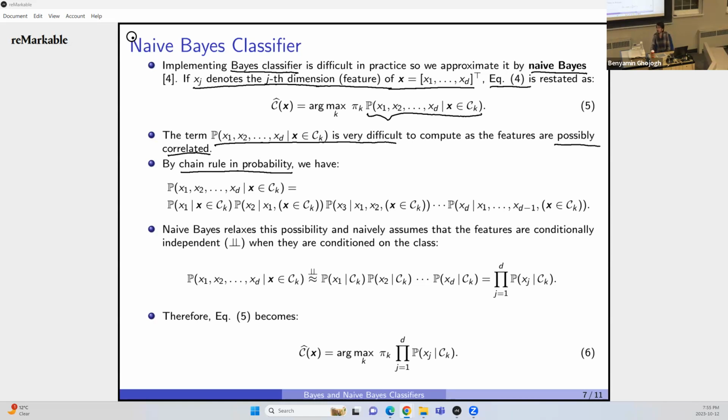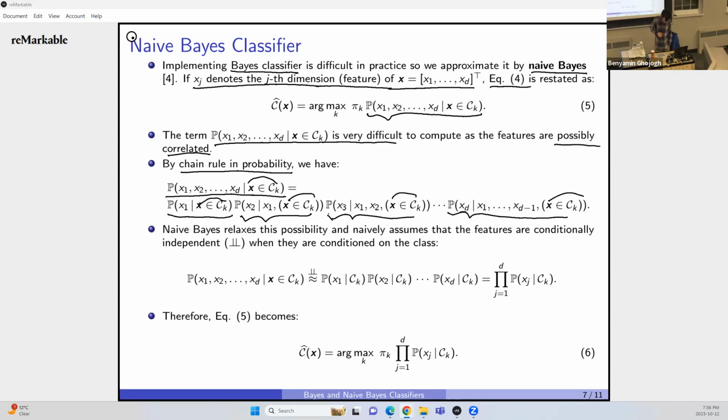Do you remember that? So let's recall it. The joint distribution, for now, forget the condition. Joint distribution of x1 to xd can be written as p of x1 times p of x2 given x1 times p of x3 given x1 and x2 until p of xd given all of the previous ones, right? Now put back the condition, right? This is the chain rule in probability.